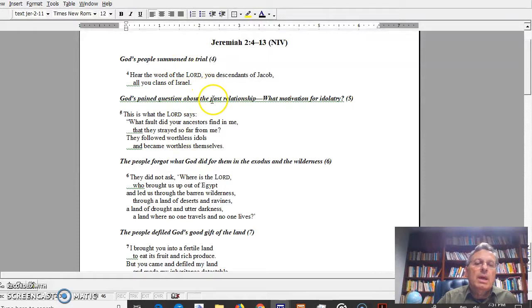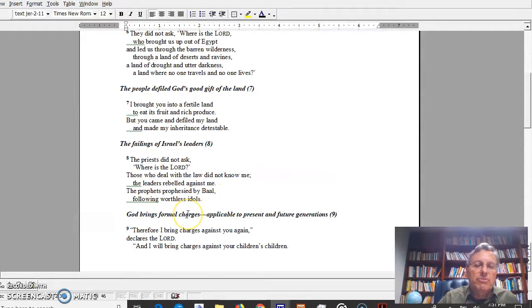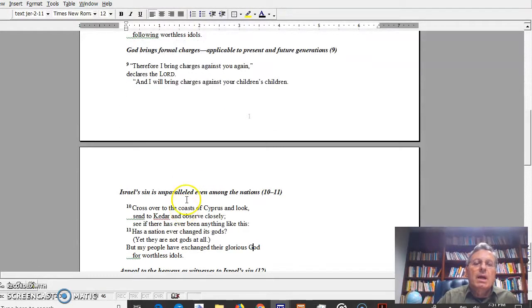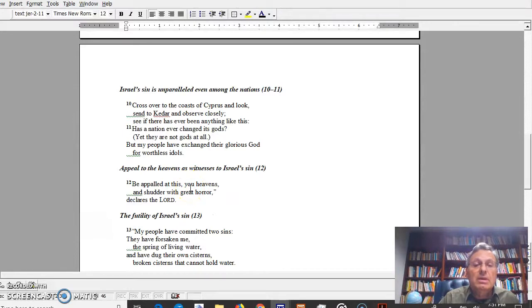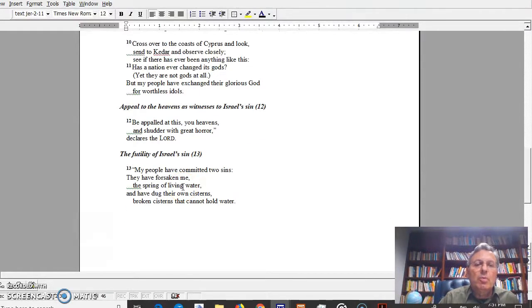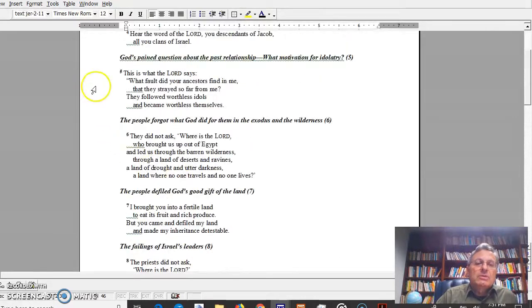God summons the people, he asks a pain question, he accuses them that they forgot, they defile the land, even the leaders were no good, then he brings formal charges as a result. And then he says, as a further issue, even the pagans don't do what you do. And he appeals to the heavens, can you believe it? And he says, okay, these people have given up what's really useful. Me, I'm their useful God. I bring fertility and fruitfulness to their lives. They're giving me up for something that can't do anything. Idols are useless. So, I have a bunch of subtitles.